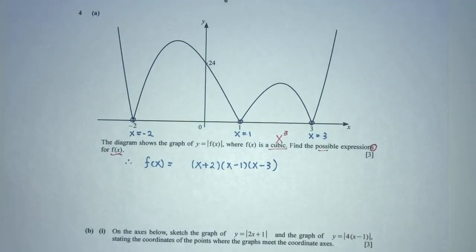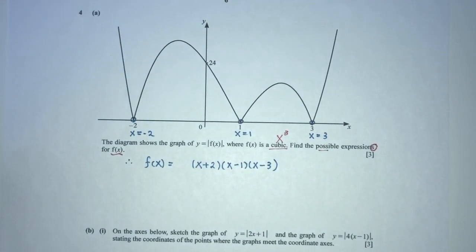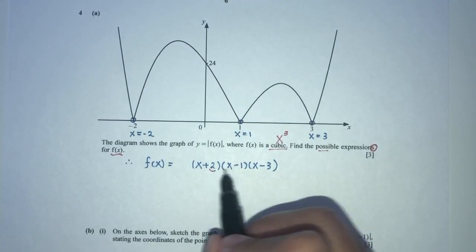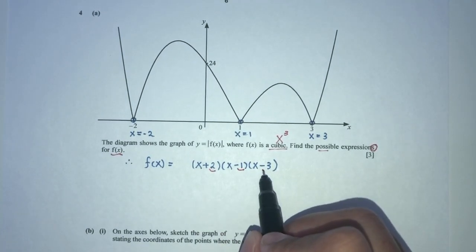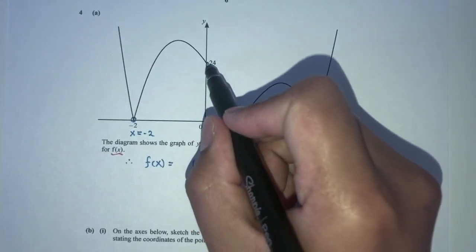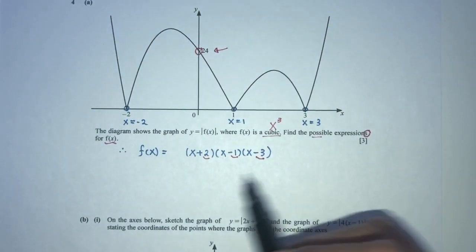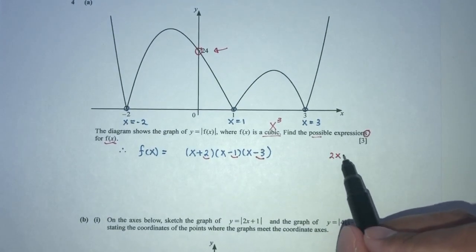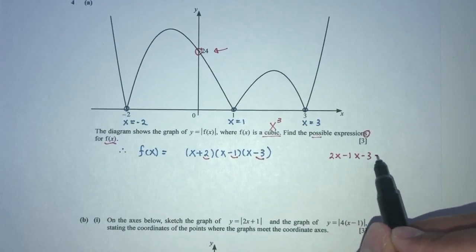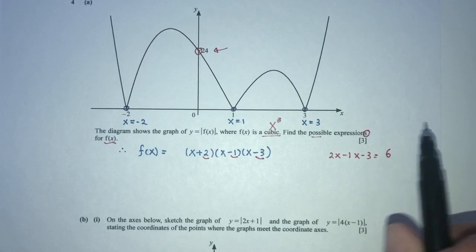So for now, we have this as the equation. But now we have to check something. If you take this, multiply by this, and multiply by this, we are supposed to get the y-intercept, which is the value of 24. So let's check. 2 times minus 1 times minus 3 is the value of 6, which is not equal to 24.